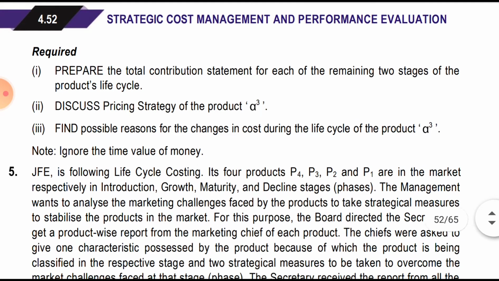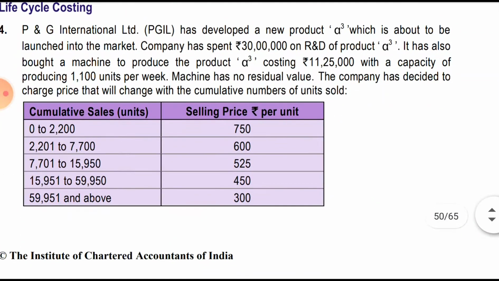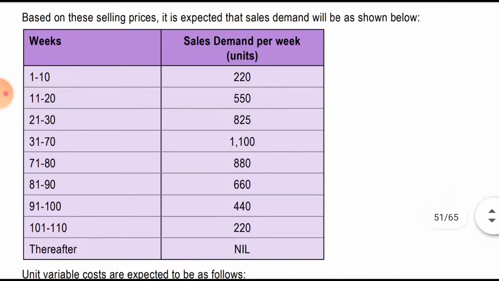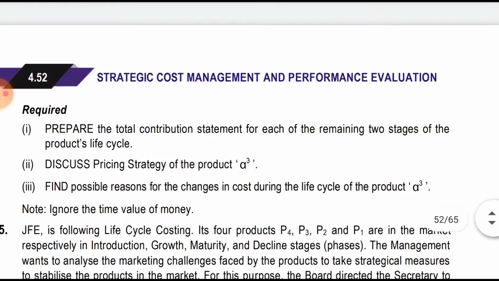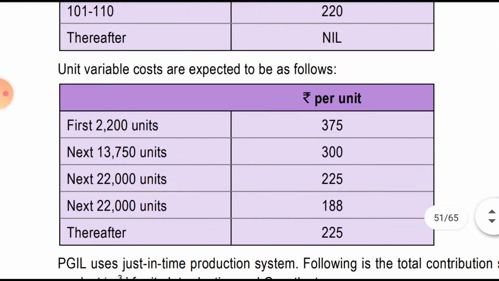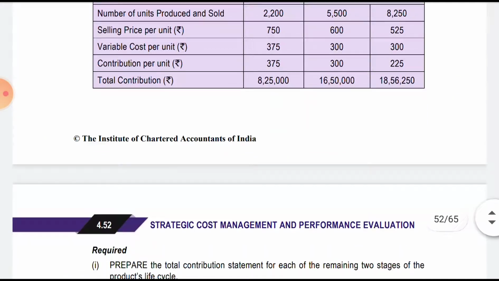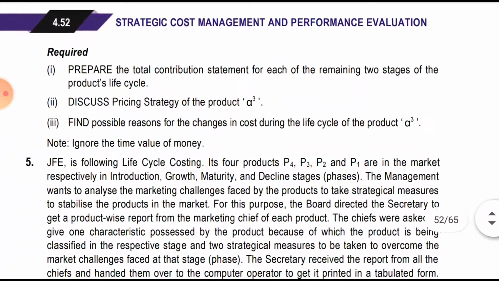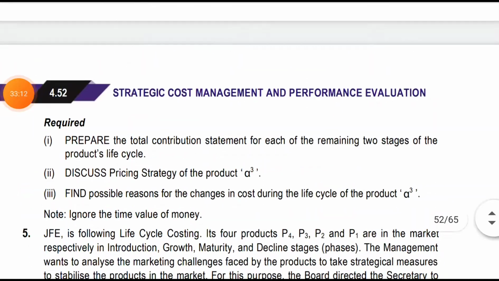So why is the price changing? There is a reduction in the price, then a reduction in the cost, then suddenly it increased. We have to discuss the changes in the cost, sorry, basically cost, not revenue, cost. So this table is basically to discuss this during the life cycle of the product alpha. Okay, so we will proceed.